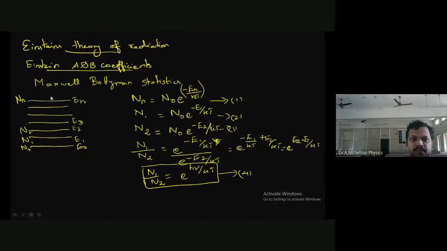The higher energy state we consider as the nth state, so En. Here the number of atoms is Nn. The general equation, as I said, Nn is equal to n naught into e power minus En by kt. So this is from Maxwell-Boltzmann statistics. It is a big derivation, so we need only this final expression. Now n is equal to 1.